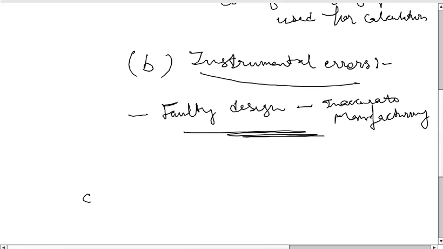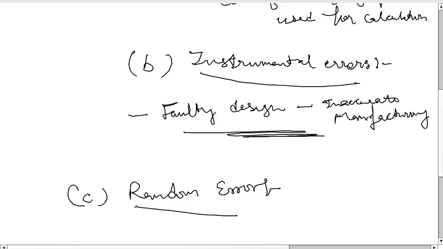Then let us see the C part. In the C part, all the rest of the errors are put in random errors. That is, error due to any random things. It can be due to any number of things. For example, say you are doing some experiment in which you need to measure time.